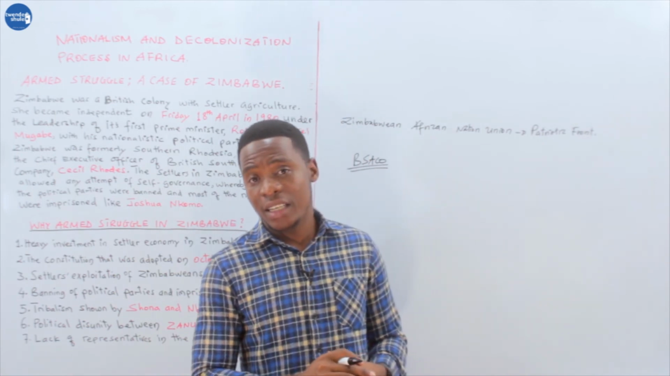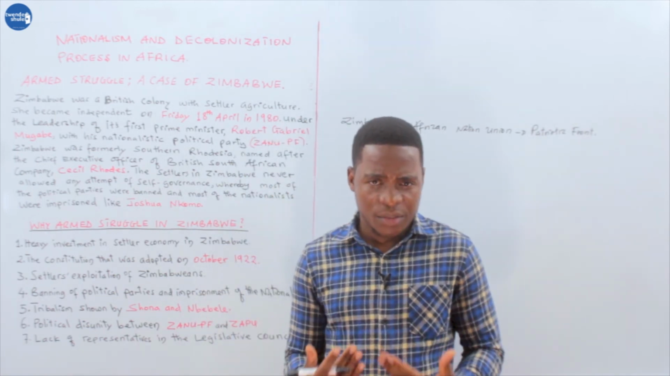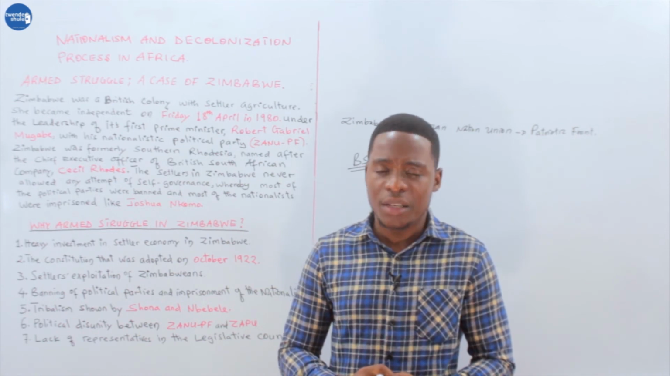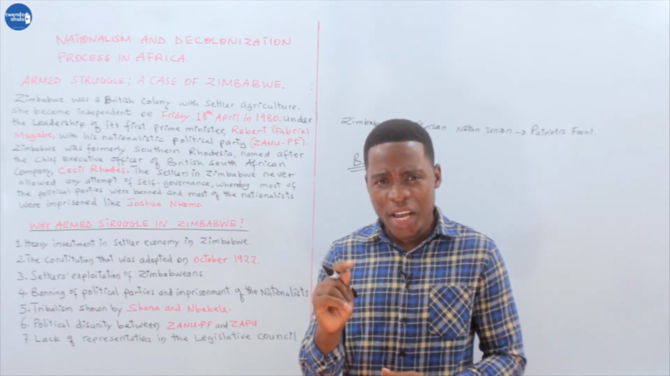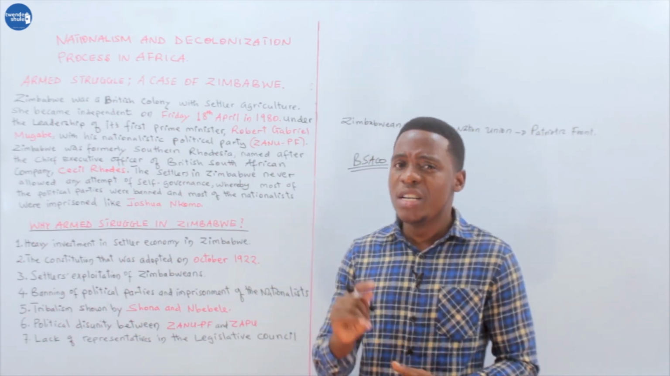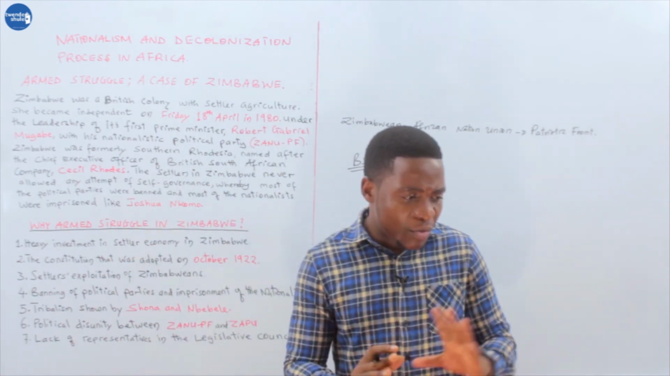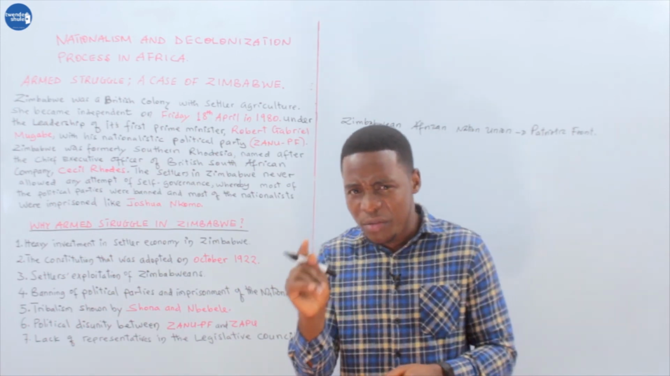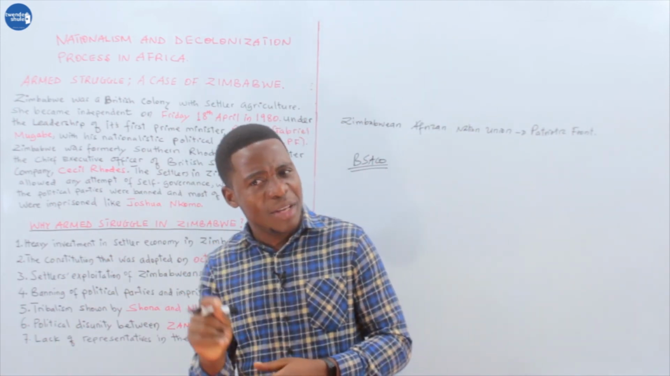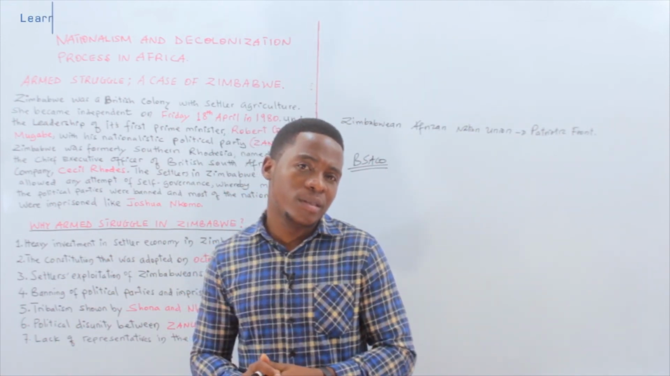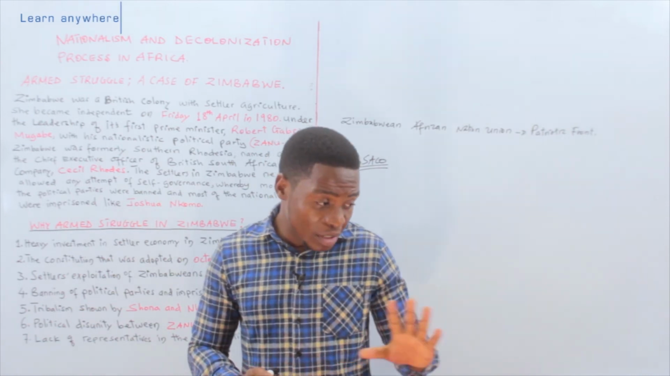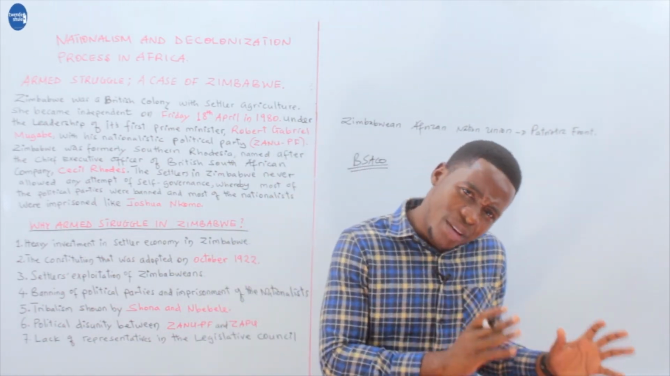Now let us see the factors for the armed struggle in Zimbabwe. Why did the people of Zimbabwe not opt for peaceful means or any other means, but opted for armed struggle? There must be a reason. When you see people fighting, there must be a reason.